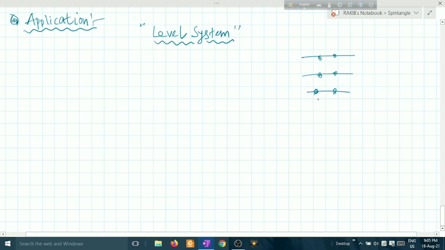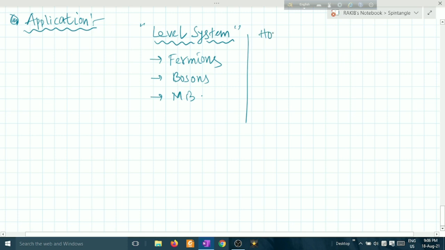So how to do this? Level system problems are asked for fermions, for bosons, and for Maxwell-Boltzmann particles. Before going to the problem, I am mentioning some points: first, in case of level system problems, how to deal with problems.